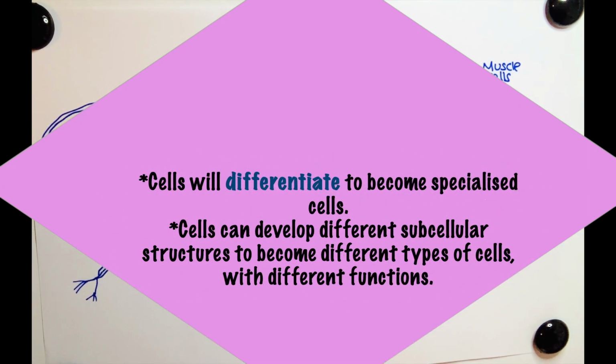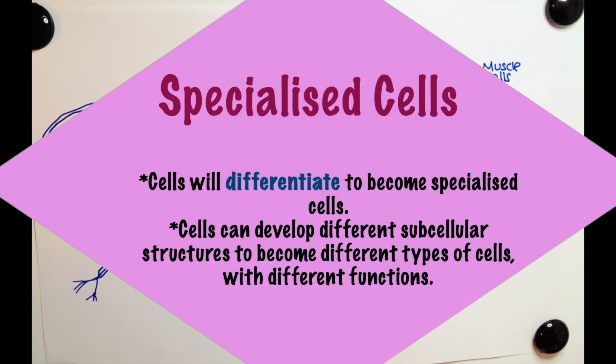Okay, so now that we've looked at cells and their different organelles, their different parts that have different functions, we're going to look at how cells are able to differentiate, and differentiate means how they're able to change their subcellular structures so that they can do their specific jobs.